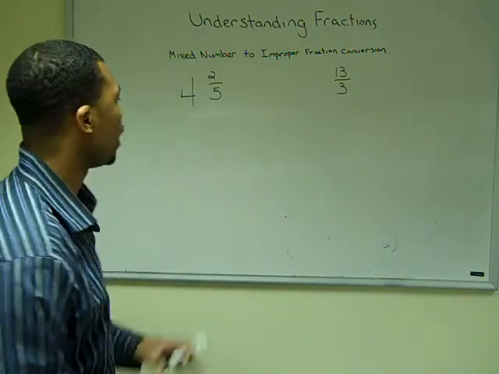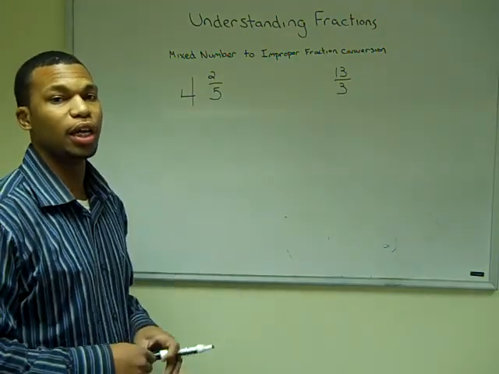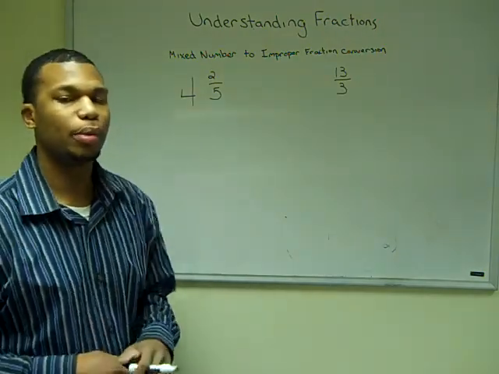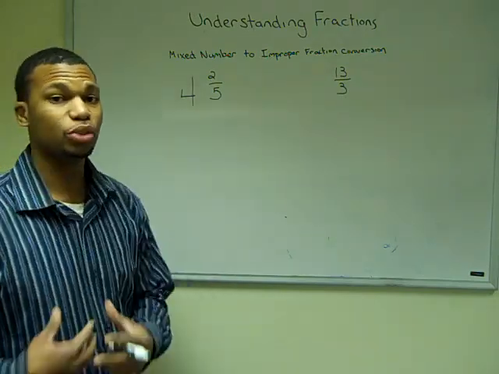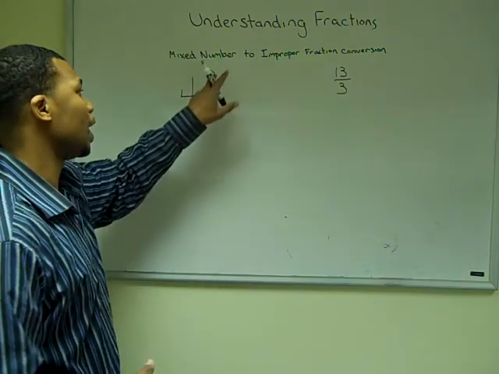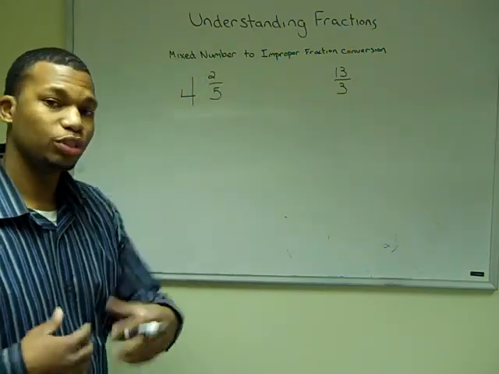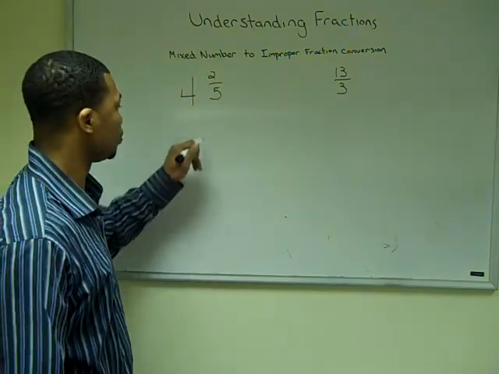Let's do 2 more examples. Say for example I have 4 2/5, and I want to convert this into an improper fraction. Well, I'm going to multiply the 4 times 5, which gives me 20, and then add to it the top, which is 2. So I have 22/5.